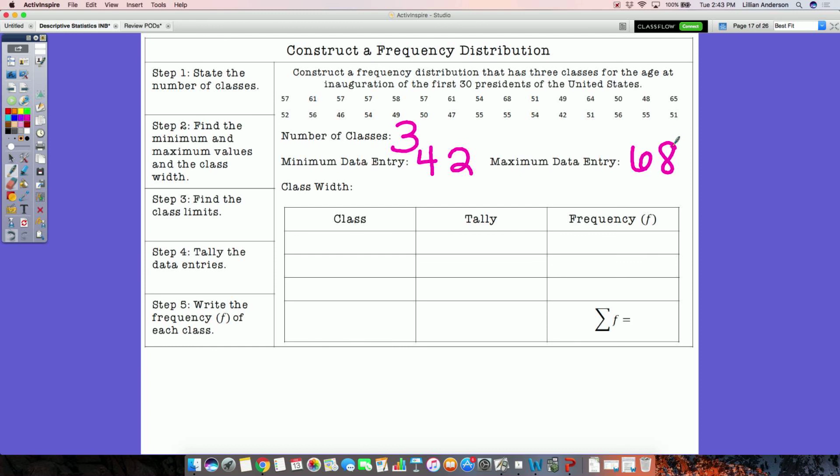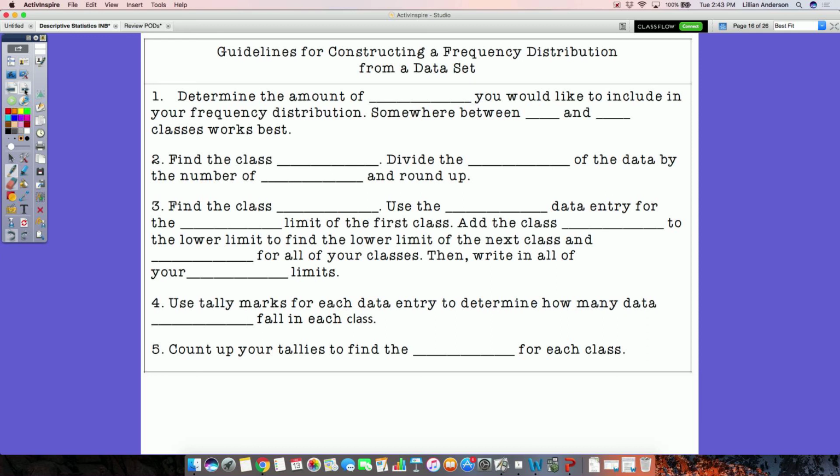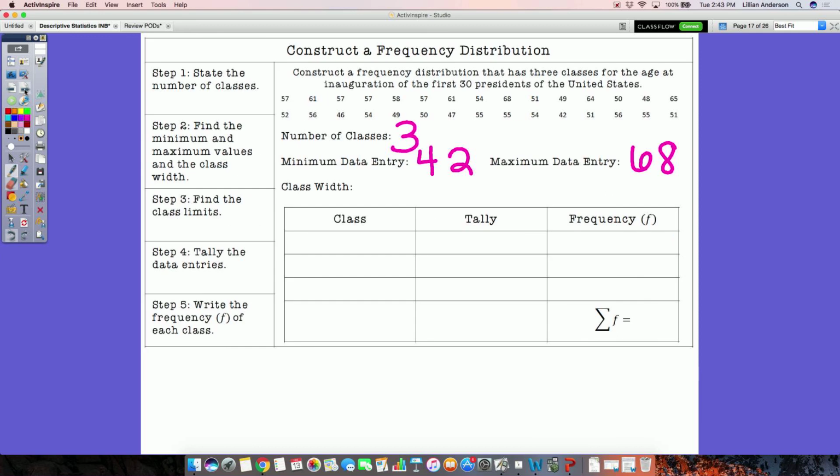Now you need both of those, your minimum value and your maximum value, because in order to find your class width, you have to divide the range by the number of classes. To get your range, you take your max and subtract your min. So you do 68 minus 42, get your answer, and then divide that by 3 because we're doing 3 classes. And what do we do with that number? You round it up. So what's our class width? It is 9, because it was something like 8.3, so you got to round up.